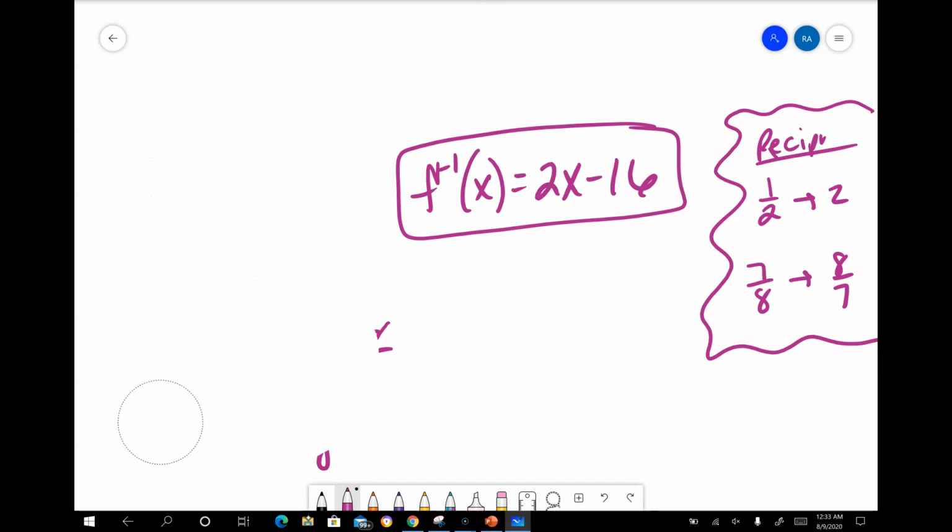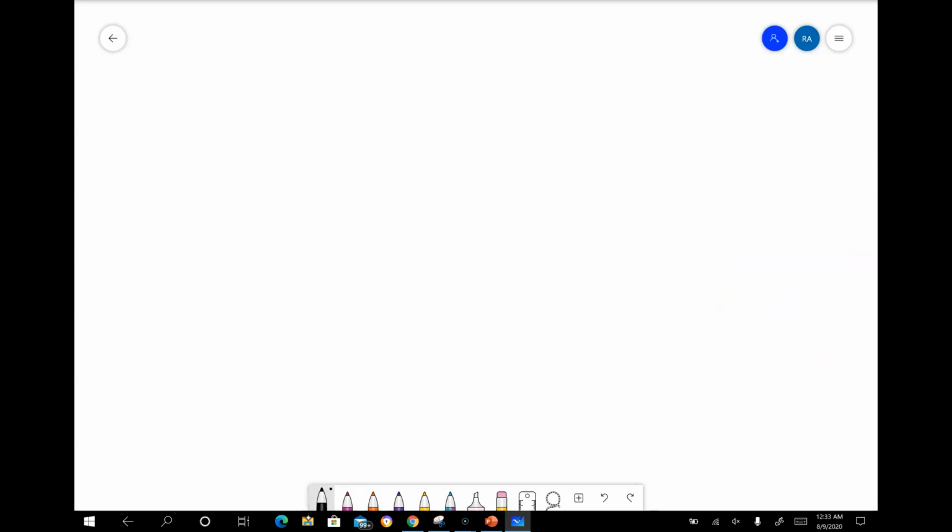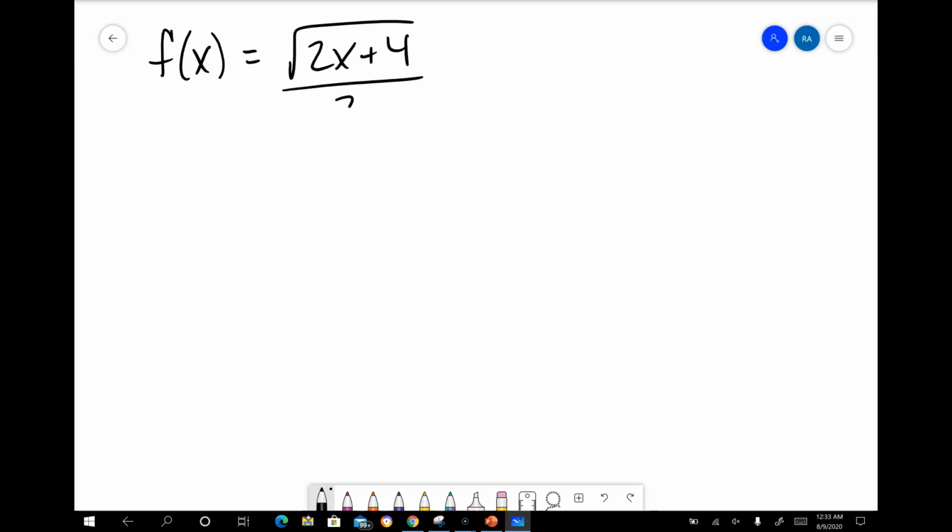All right, so we've done some quadratics. Let's do some square roots. There are so many inverse problems I could show you. I'm trying to hit the highlights. But just know that if it asks you to find an inverse function, go by these steps and see what you can do. So f of x equals the square root of 2x plus 4, all over 3. So f of x goes to y. And we switch our x's and our y's.